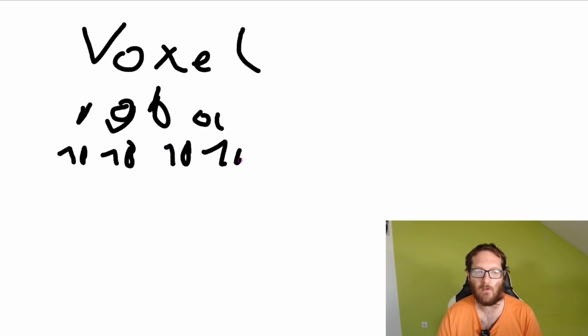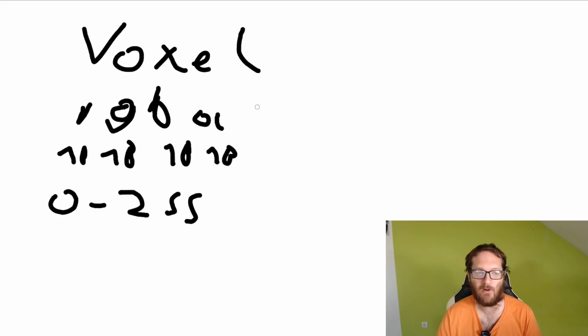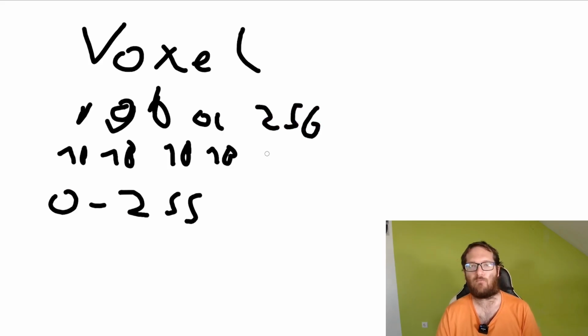color value. Each color would then have a value from 0. Whoops, that was too much. Come on. No, okay. I can't undo. Each value would have a range from 0 to 255. So each color value can have 256 different states if we do RGBA.